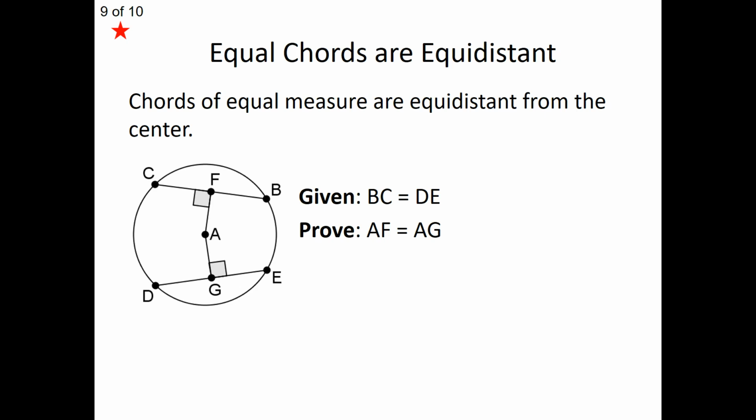Now, think about what it means when we use the term distance. Distance is that length which is the perpendicular. That's why we have those two segments drawn in for us, AF and AG. They are perpendicular to each of the chords, BC and DE. So what we're claiming is that if we're given chords of equal measure, they're equidistant from the center. In other words, the length of AF will equal the length of AG. And that's what we're going to prove, that those two segments, AF and AG, are equal to each other. Let's take a look at that proof.